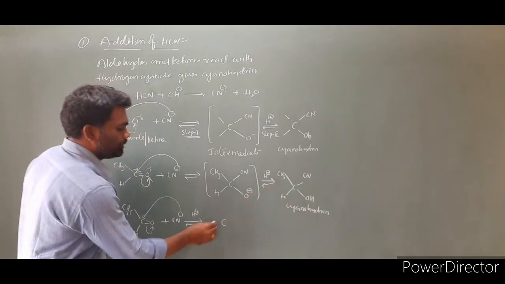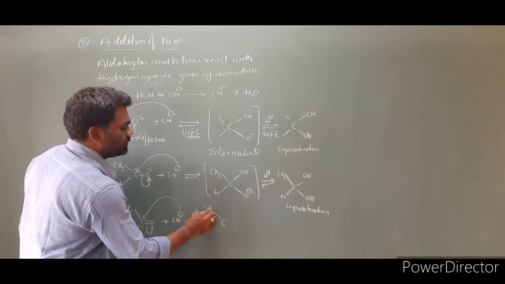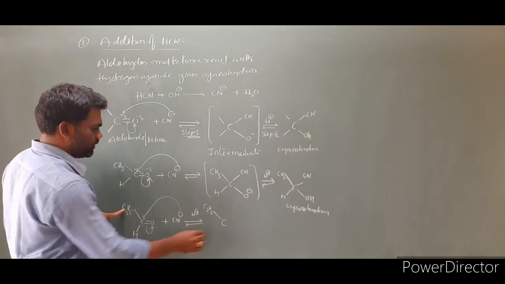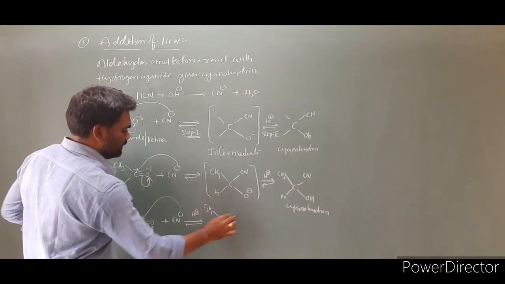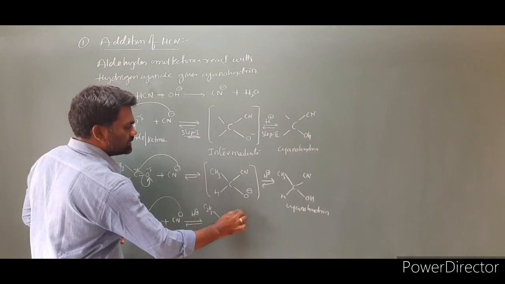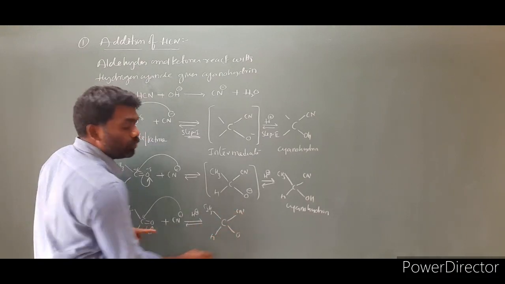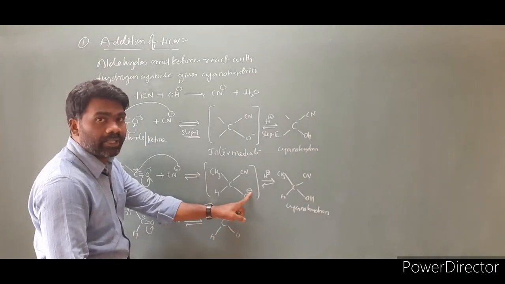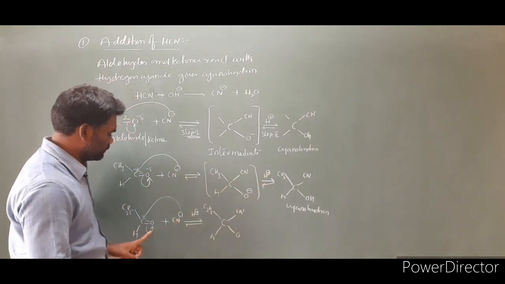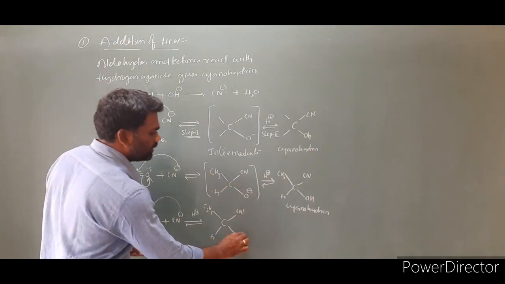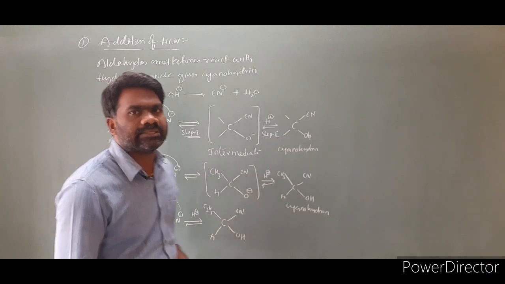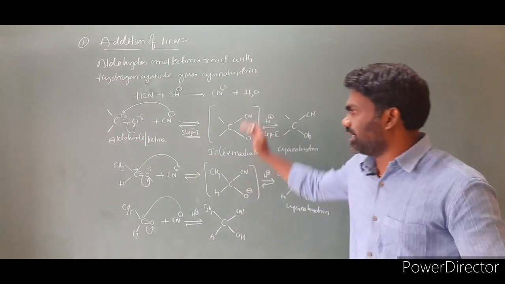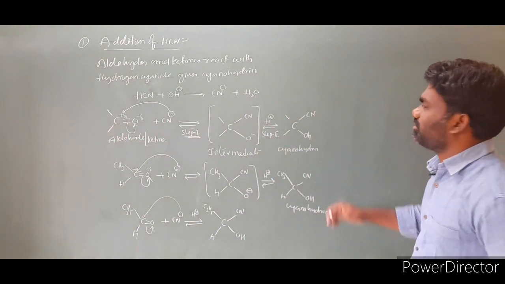Then C2H5, this H remains the same. CN is attacking this carbon. This is CN, and it will get O minus. This O minus will take this proton, converting into OH. So this is the cyanohydrin formed in this reaction. So I took these aldehydes. Let us take some ketones.